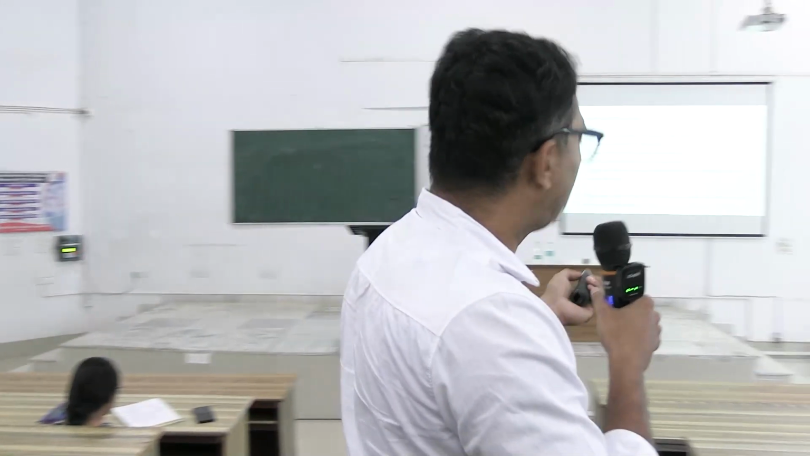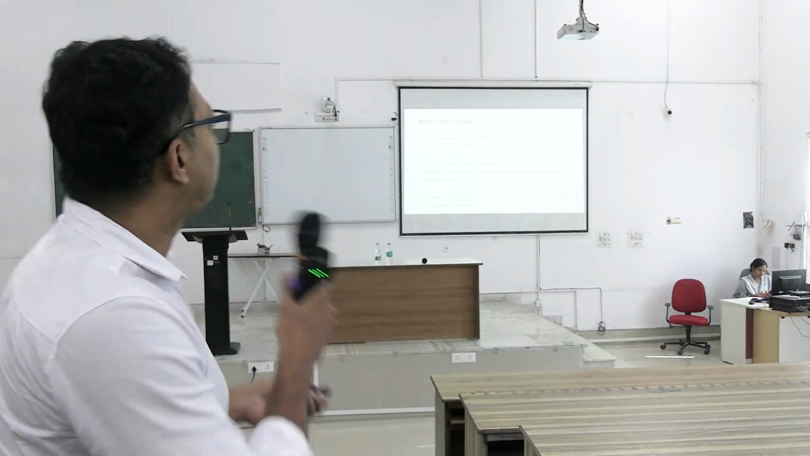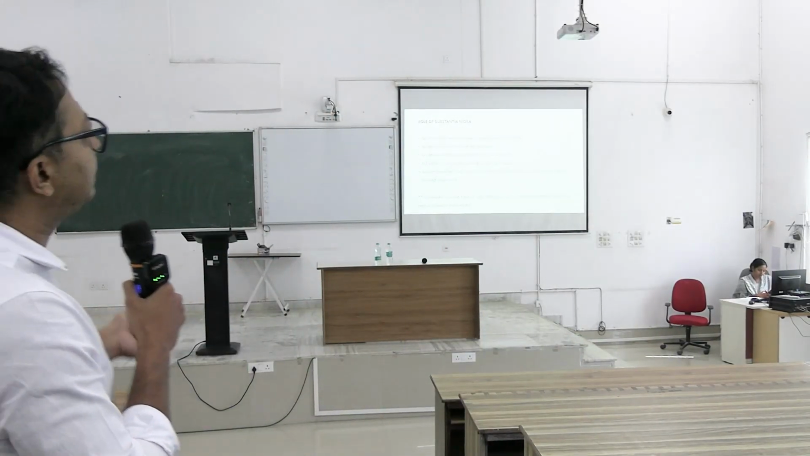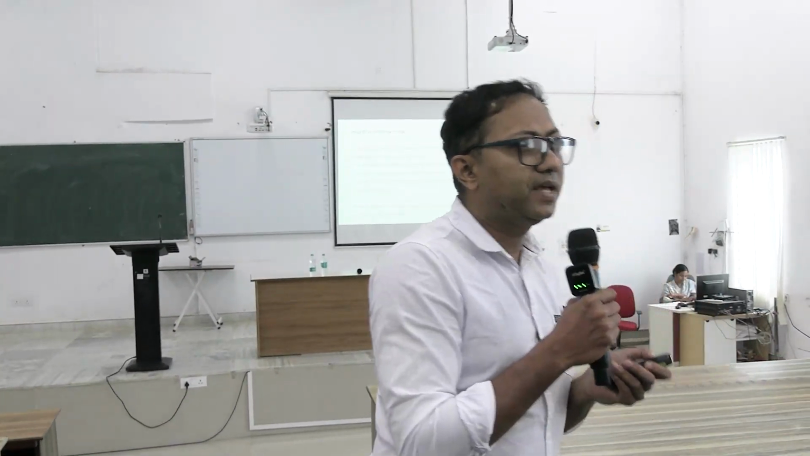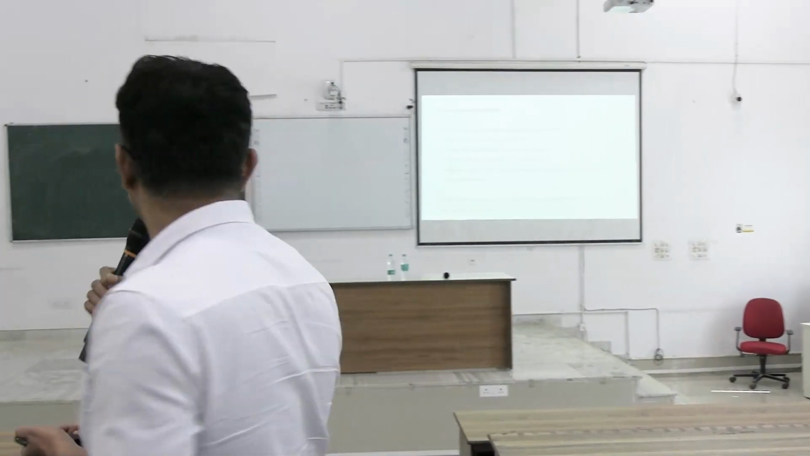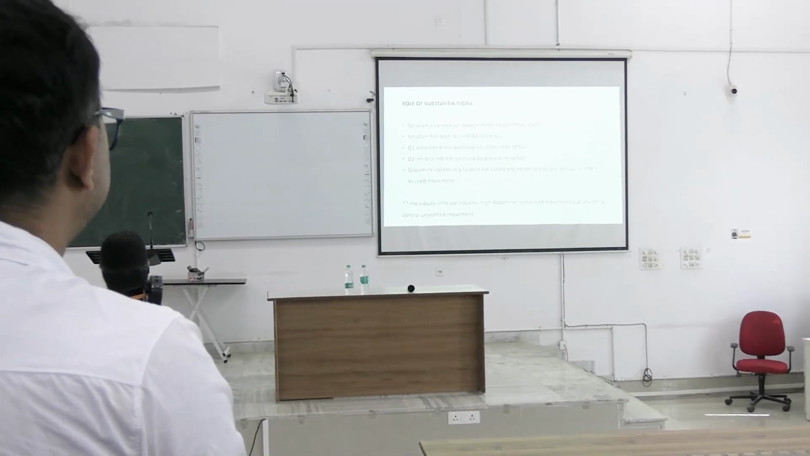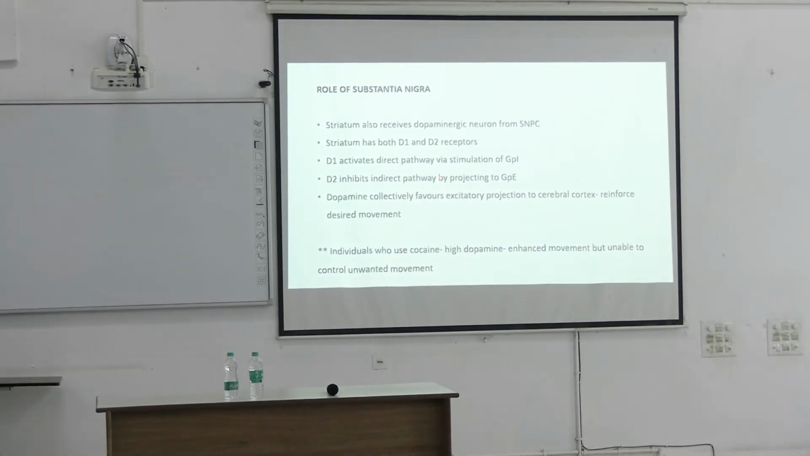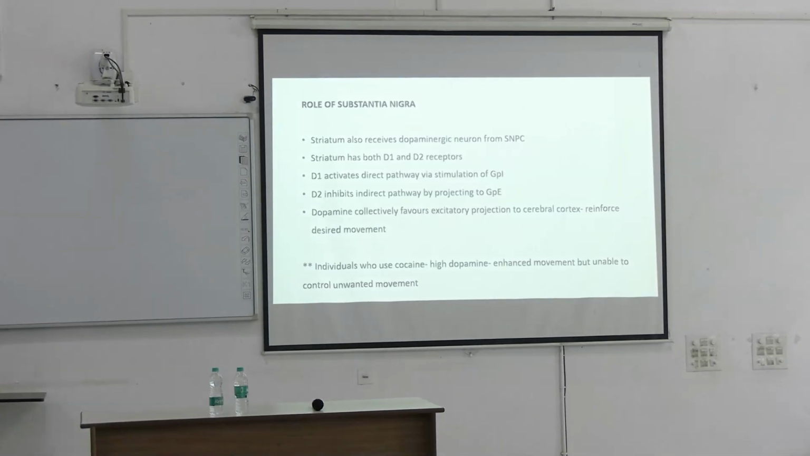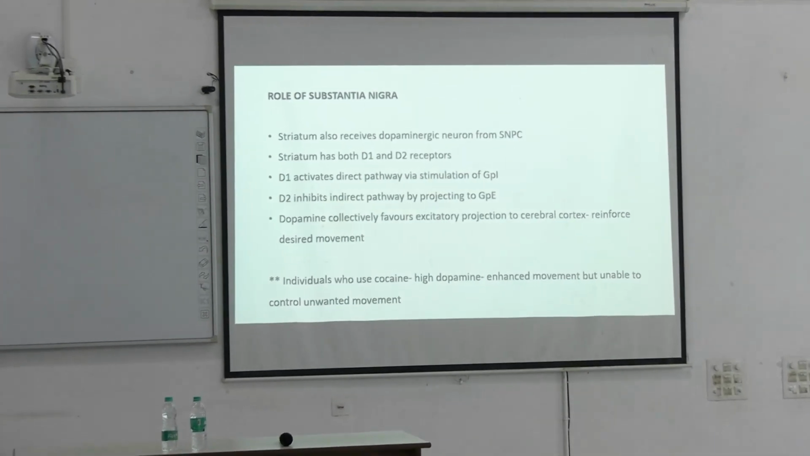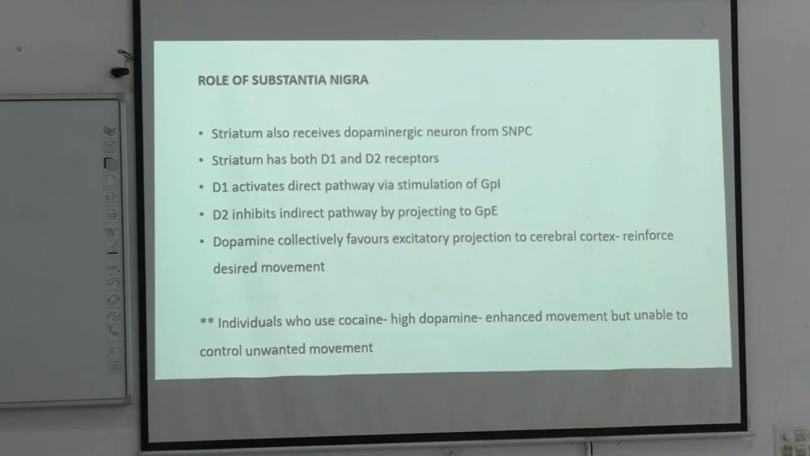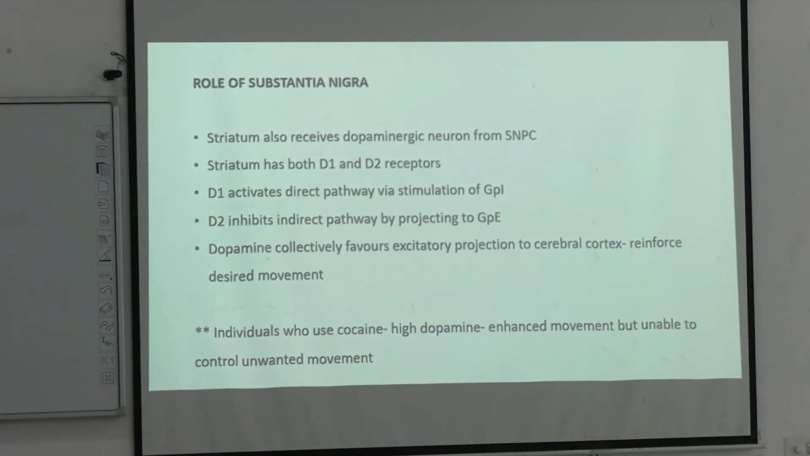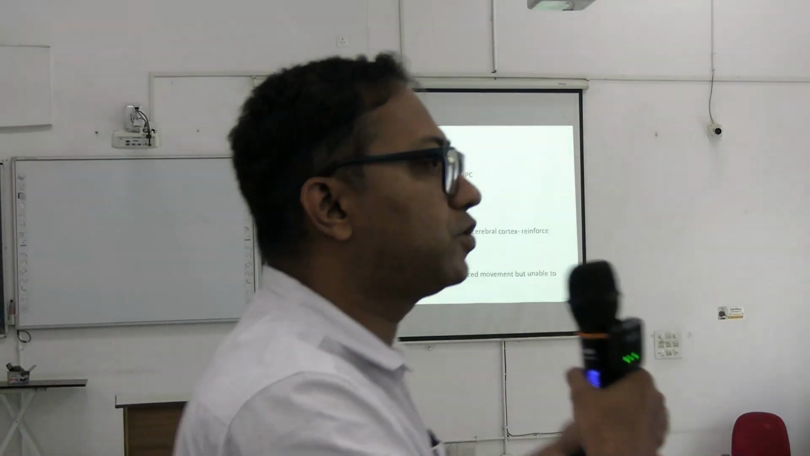Now let's come to what happens in Parkinson's disease. The striatum is an important part of the basal ganglia. It has both D1 and D2 dopamine receptors. D1 activates the direct pathway via stimulation of globus pallidus internus, and D2 inhibits the indirect pathway by projecting to globus pallidus internus. So ultimately, dopamine collectively favors excitatory projection to the cerebral cortex, which reinforces your desired movement.